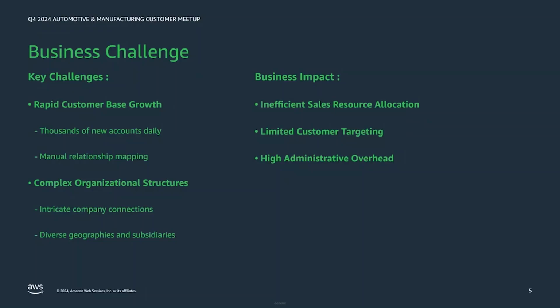Some of these accounts might be in the system without a parent or an ultimate parent. We call those accounts orphans. Our primary focus was to eliminate these orphans, because orphans result in limited customer targeting and high administrative overhead. Someone has to manually go through these records to fix the parent and ultimate parent hierarchies within the system, which results in resource overhead.